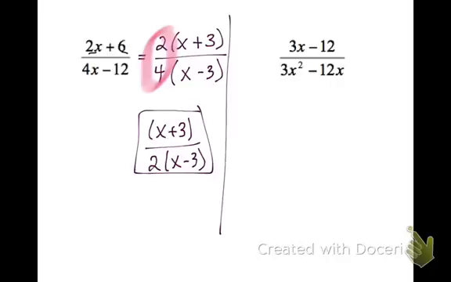For this next one, we're going to do the same thing. We're going to take a 3 out of the top, and on the bottom, we're going to take out a 3x. We have an x squared in the first term and an x in the second term, so we can pull out an x with both terms.